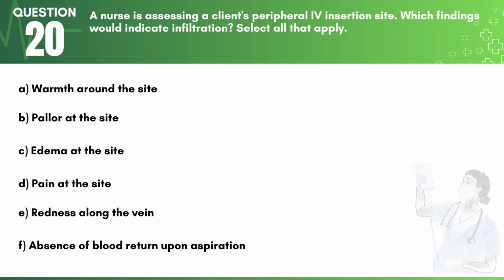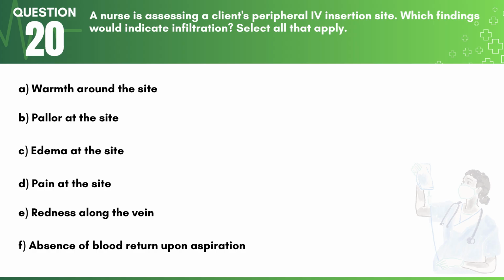Question 20. A nurse is assessing a client's peripheral IV insertion site. Which findings would indicate infiltration? Select all that apply. A. Warmth around the site. B. Pallor at the site. C. Edema at the site.